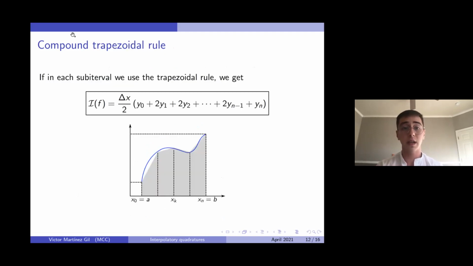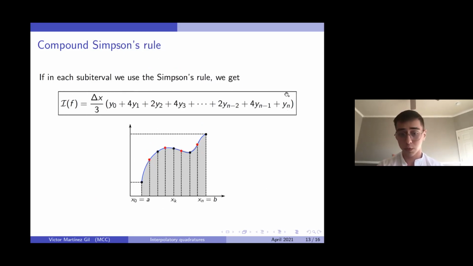All right. If we were to use this idea, the compound trapezoidal rule would simply be this formula, and for Simpson's rule, it will be this formula. Something peculiar about Simpson's rule is that the number of nodes has to be even, because we can see that they are in groups of three, with the middle one being the middle of the division.